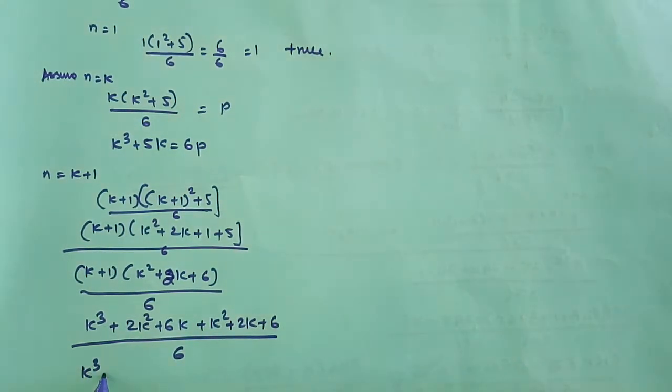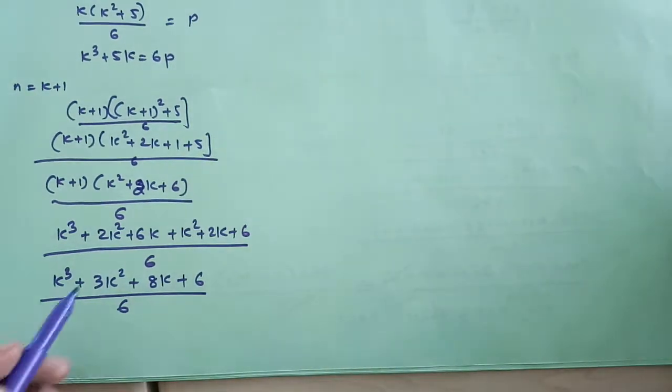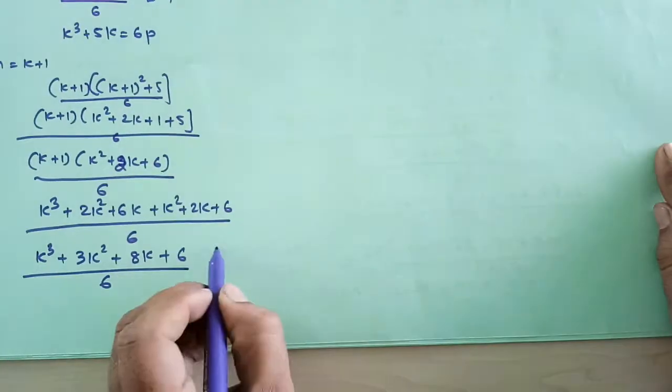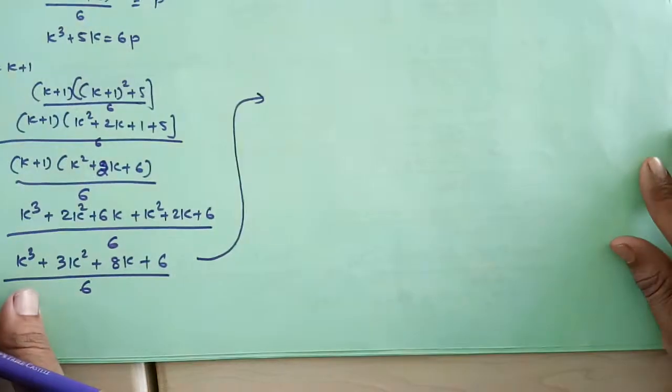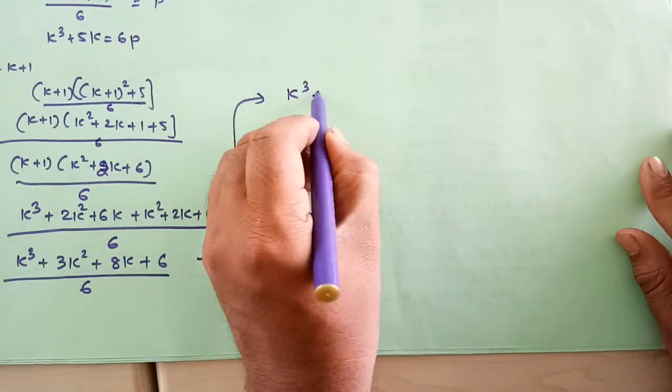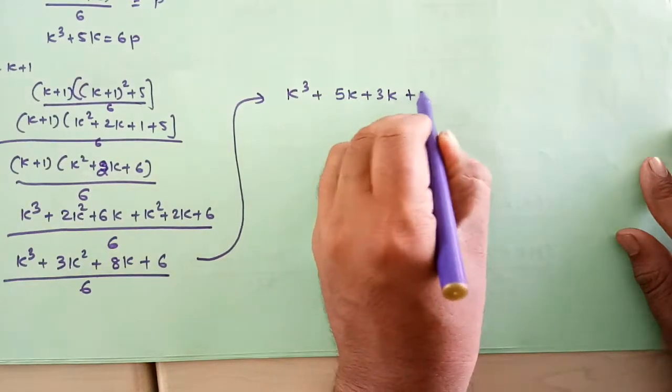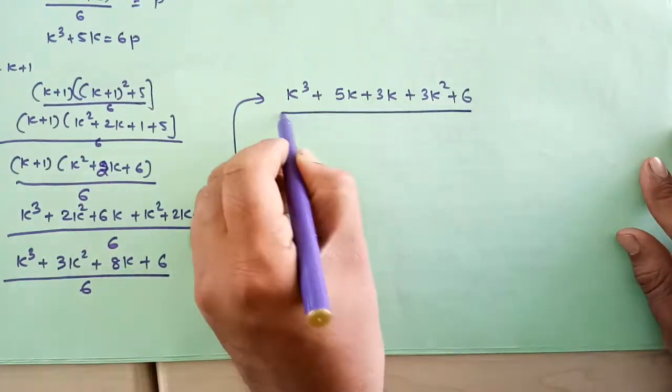So k cubed plus 3k squared plus 6 plus 2 is 8k plus 6 over 6. Okay, so now here is a little problem because I cannot see clearly what I'm going to use out here. So after this step, what I'm going to do is take k cubed, split this 8k as 5k plus 3k, and plus 3k squared plus 6 over 6.